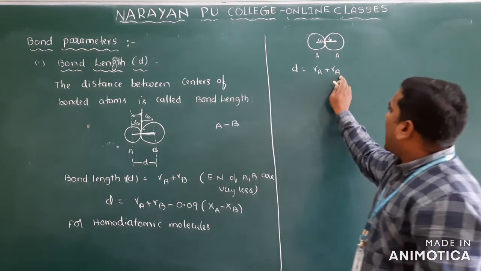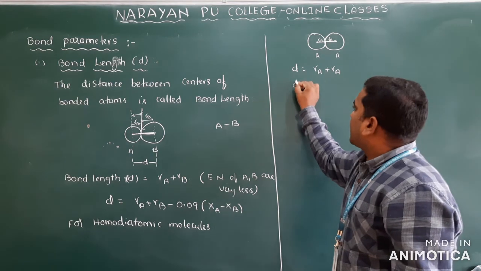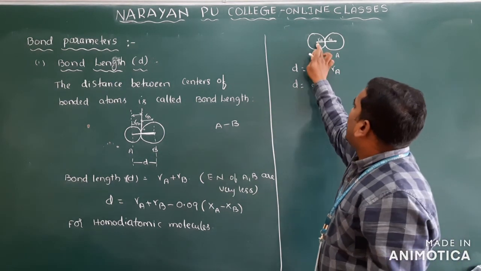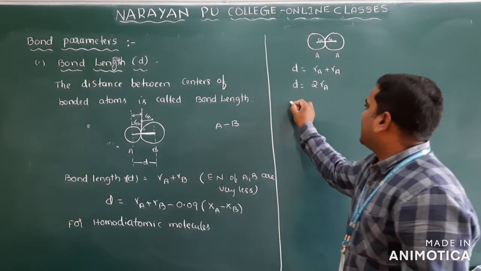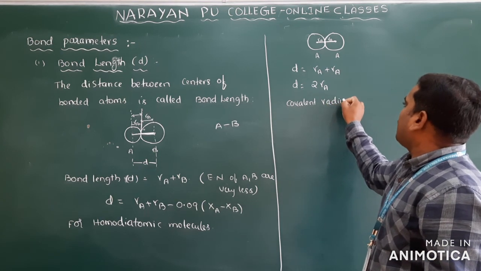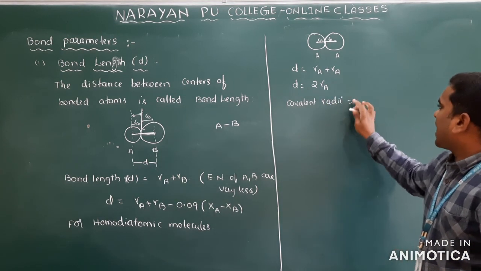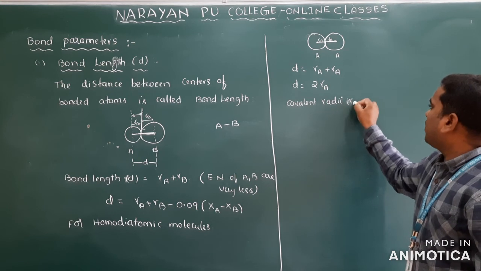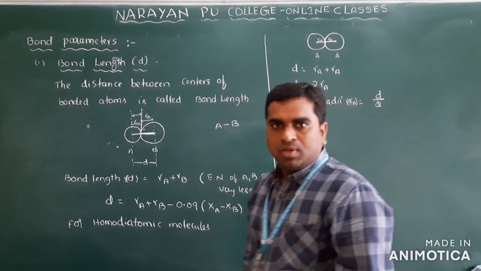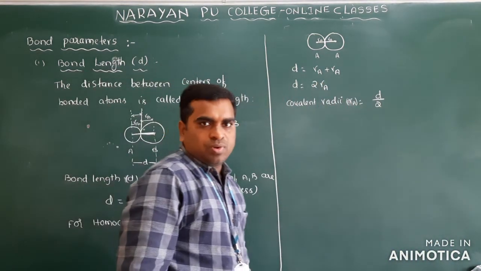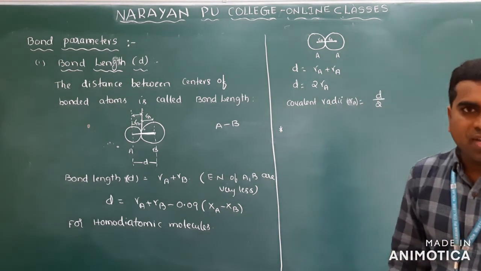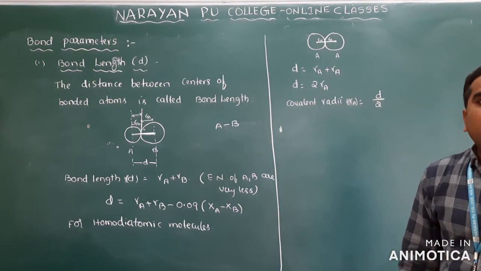Got my point here? So RA plus RB. Then what we can call D is equal to 2 into RA. So if I want the covalent radii of A, then what can we write here? Covalent radii of A means RA. RA means bond length divided by 2. Clear? And another very important point: bond length is expressed in terms of angstrom or picometer.